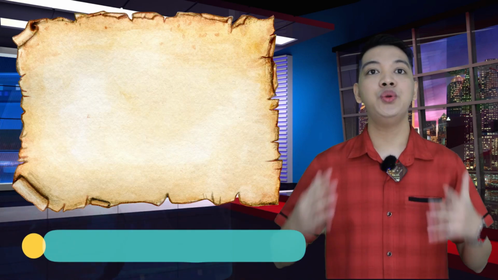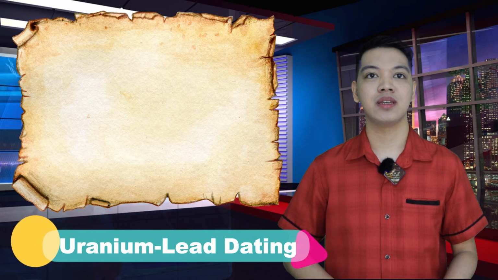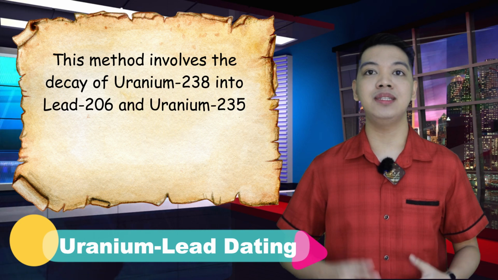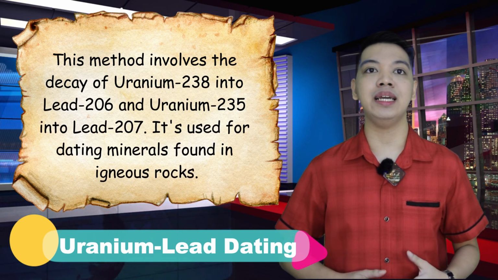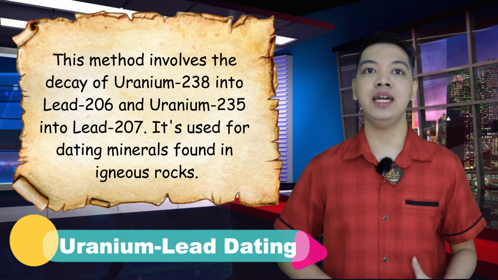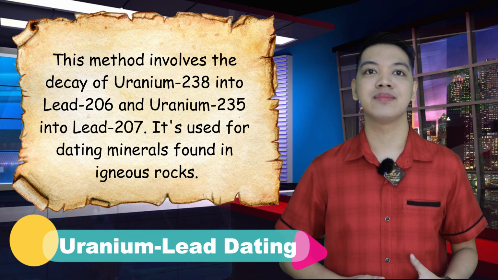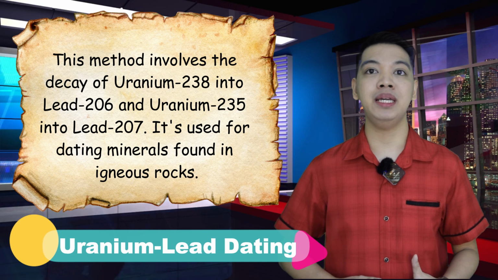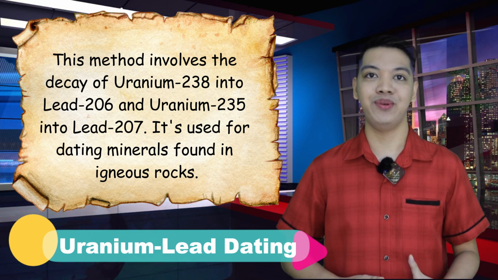So, how do scientists use these principles to date objects? Well, it depends on the age of the sample. Let's explore 4 radiometric dating methods. Uranium-lead dating. This method involves the decay of uranium-238 into lead-206 and uranium-235 into lead-207. It is used for dating minerals found in igneous rocks.